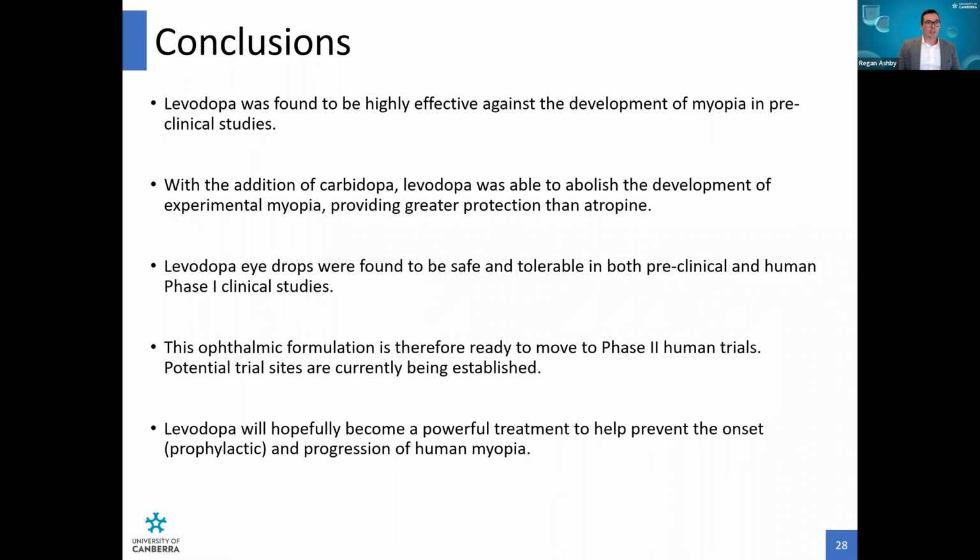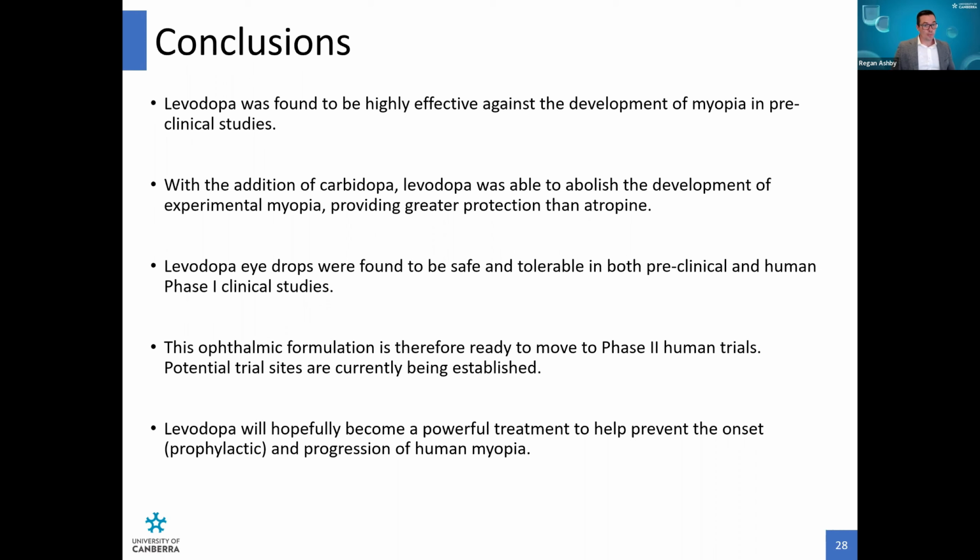So in conclusion, levodopa was found to be highly effective against the development of myopia in preclinical studies. With the addition of carbidopa, levodopa was able to abolish the development of experimental myopia, providing greater protection than that of atropine, which is the primary pharmacological treatment for myopia currently on market. Levodopa eye drops are found to be safe and tolerable in both preclinical and human phase 1 clinical studies. Therefore, this ophthalmic solution is ready for phase 2 clinical trials, and we have a number of potential sites currently being established for such trials.